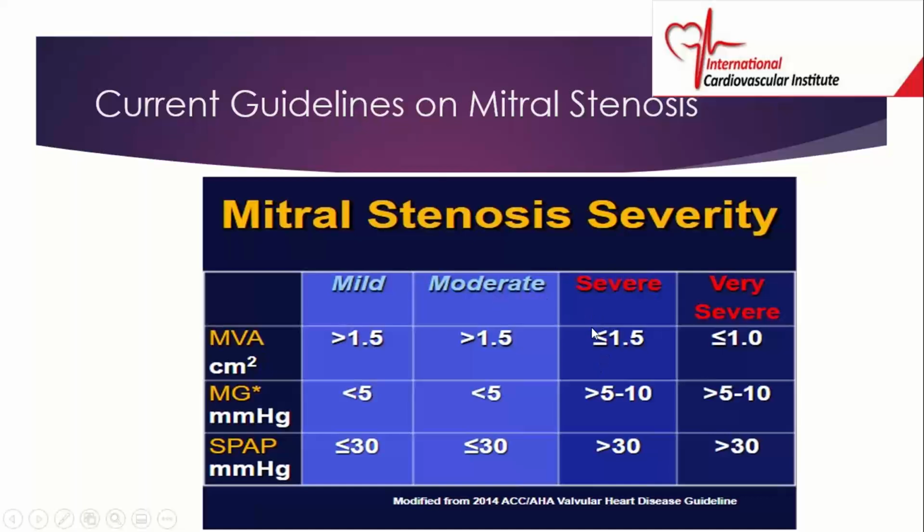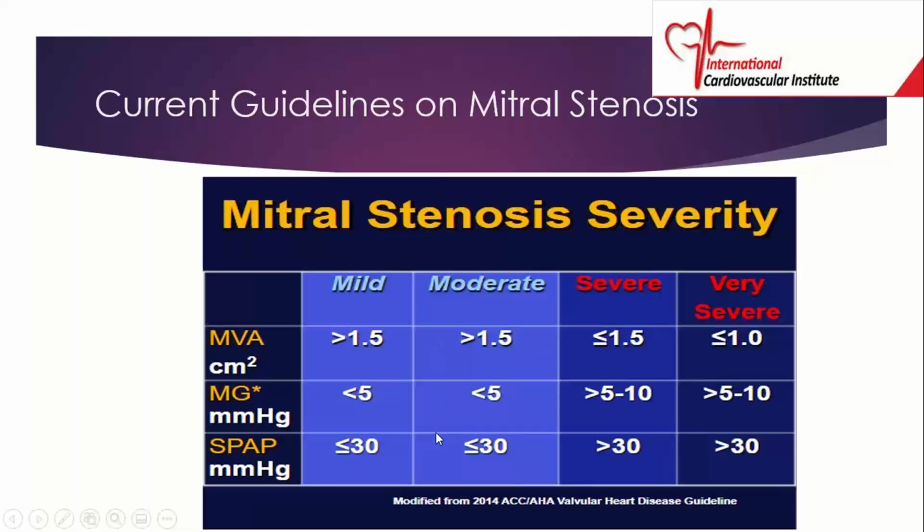Severe is if it's less than or equal to 1.5 centimeters squared, and the gradient between 5 and 10, your pulmonary artery systolic pressure greater than 30, okay? So we used to call this mild. So we jump from mild to severe, and then there is a very severe category.